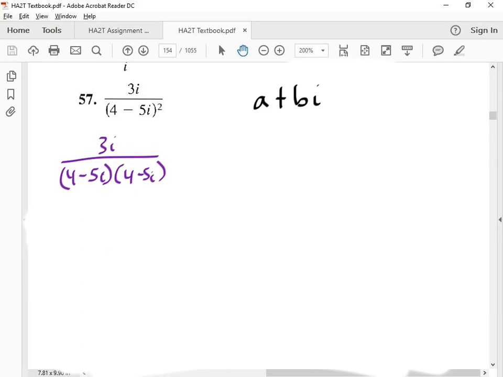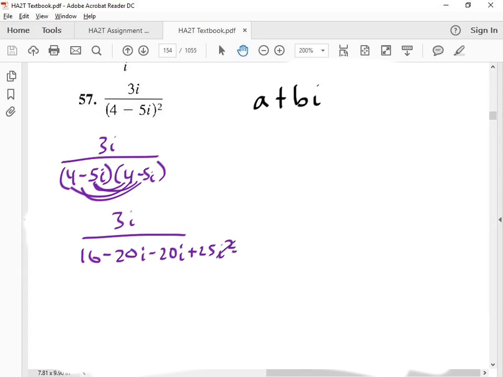Now if I multiply those together, this is going to be crazy. 4 times 4, what is 4 times 4? It's 16. Then we have 4 times negative 5i. What is 4 times negative 5? That's negative 20. Then you have the i chilling. Negative 5i times positive 4, that's going to be negative 20i again. And then we have negative 5 times negative 5, which is positive 25. And then you have i times i, which is i squared. Oh, i squared. Can we simplify that? Yes, we can. Instead of i squared, we can write negative 1.